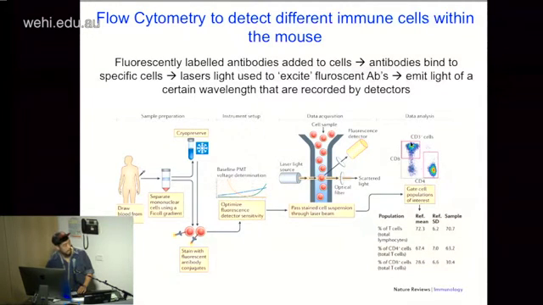And typically the data looks something like this. So we can detect different populations of T cells or B cells or whatever cell you're looking at by this method. So this is what we do to look at T cells that respond to certain viral infections in our different knockout mouse models.